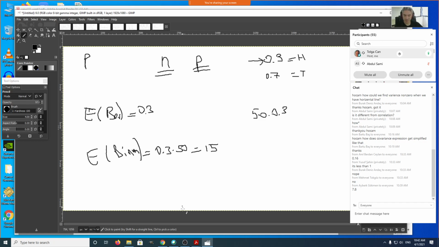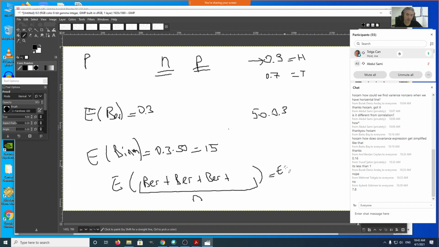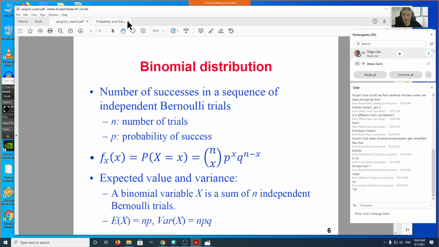So this is binomial, and binomial is actually just a summation of Bernoulli trials. The total number of successes in n Bernoulli trials is just again a linear combination of n independent Bernoulli trials. So you may also write it as expected value of this plus expected value of that. And since all of them are p, and we have n of them, it will then be n times p. So the expected value of the binomial variable is going to be that.